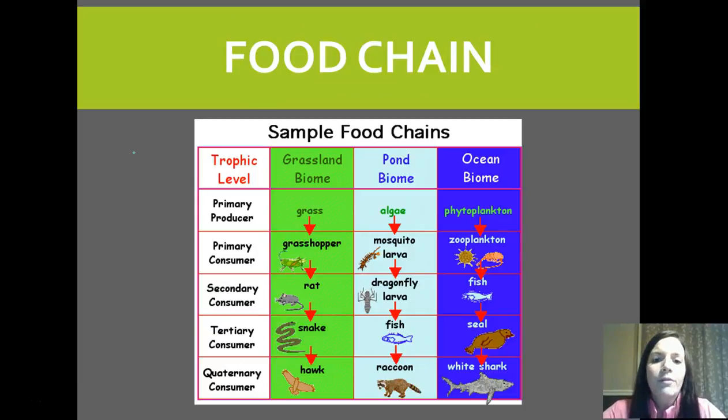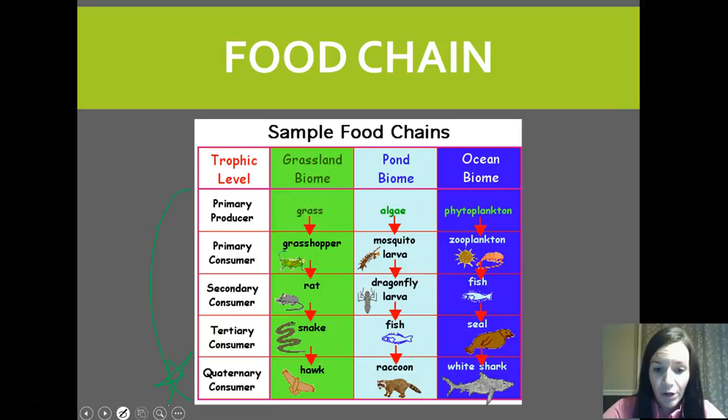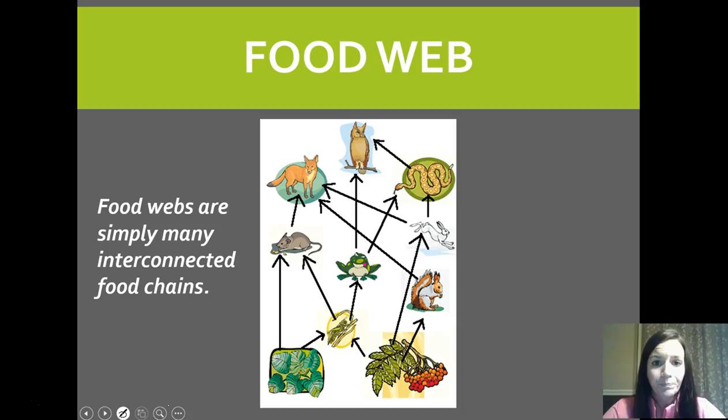So here's an example of several food chains, and these are actually linked by biome. So if you look over here, it shows the trophic levels. So we have primary producer, consumers, and this one also talks about quaternary consumers. So those are those top predators that are very large and they eat the lower predators.